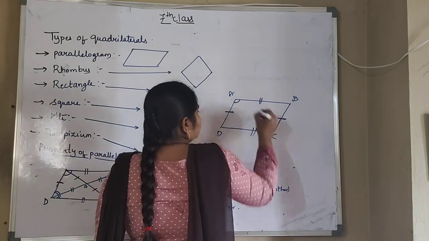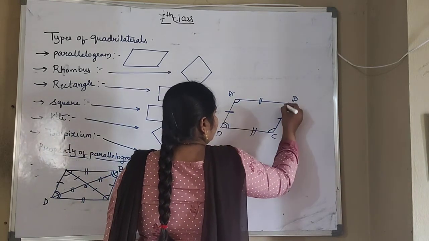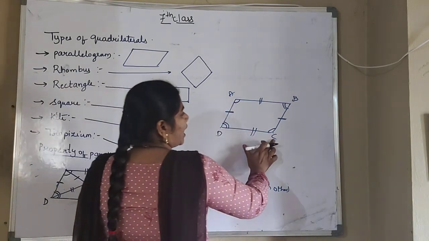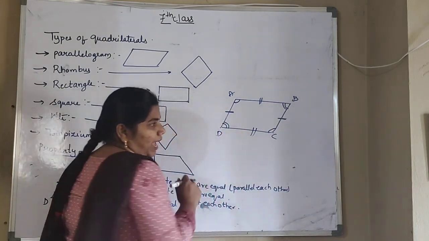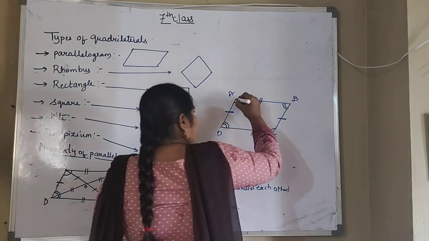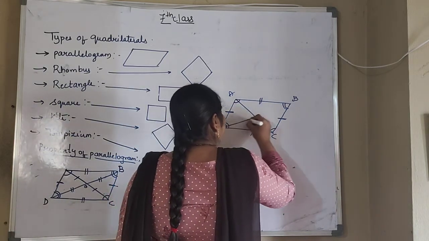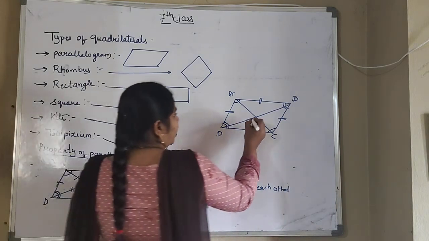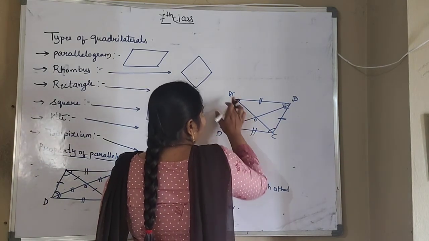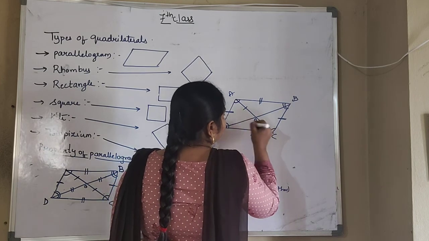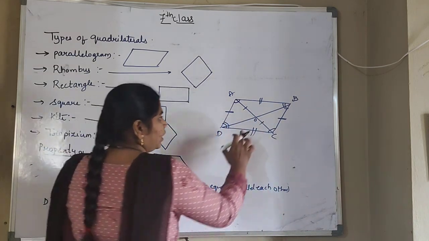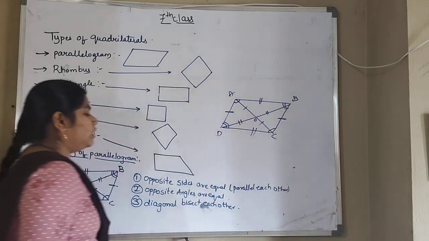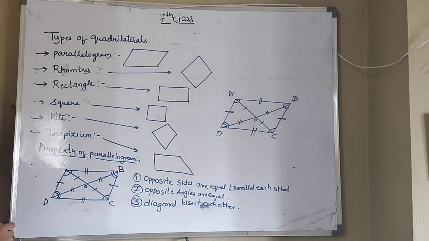Next, opposite angles will be equal. Angle A is equal to angle C, angle B is equal to angle D. Next, diagonals bisect each other. Bisect is nothing but dividing into two equal halves. If I take the intersection as O, OA length and OC length will be equal. In the same way, OD length and OB length will be equal. So these are the properties of a parallelogram.